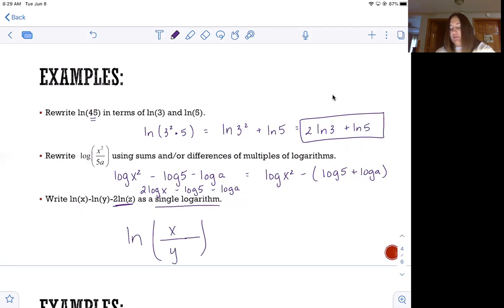Now you've got to be careful with this last piece, because really what I should have done first is rewrite it as ln of z squared. And now we see that that has a minus in the front, so that z squared needs to go in the bottom.